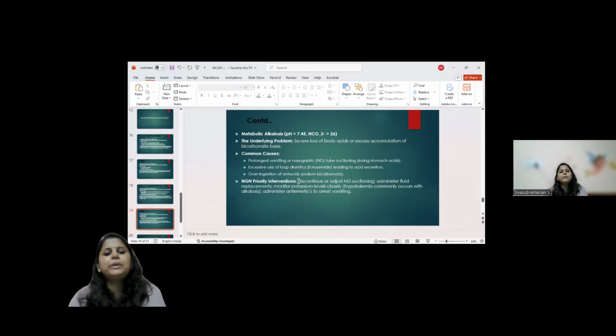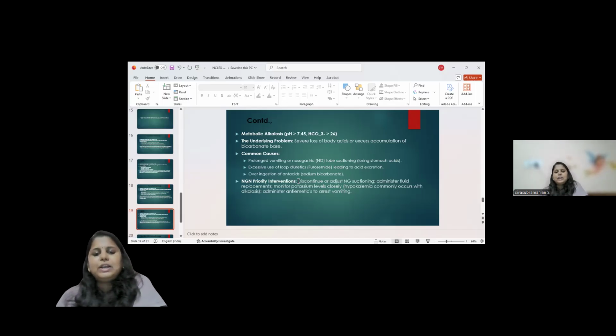For NCLEX priority interventions, first we have to discontinue or adjust the NG suctioning in case of NG tube suctioning, since the patient is losing too much acid from the stomach. Then we have to administer fluid replacement and look at the potassium values very closely in case of hypokalemia, as it commonly occurs with alkalosis. Then we treat patients with antiemetics in case of vomiting. Based on the symptoms, we have to prioritize our nursing interventions.